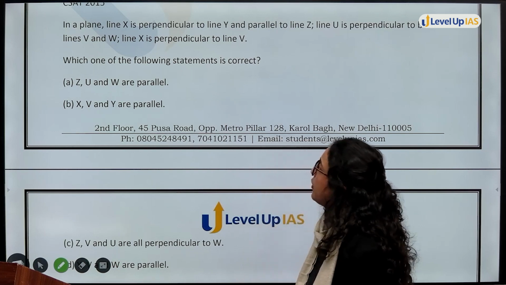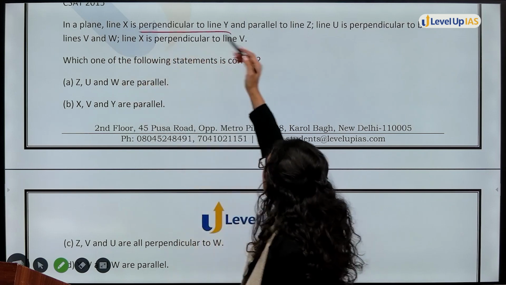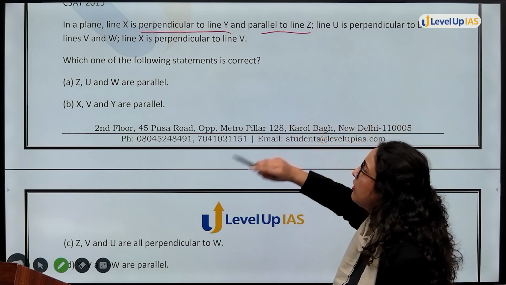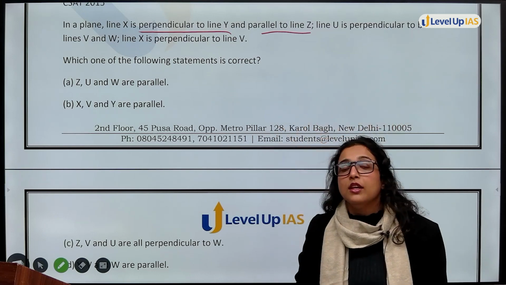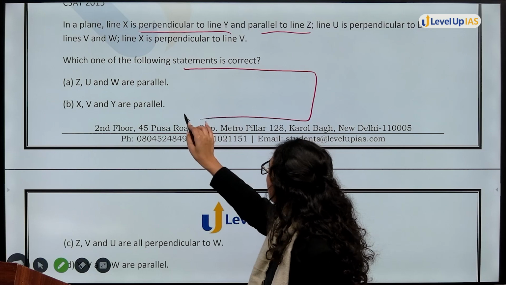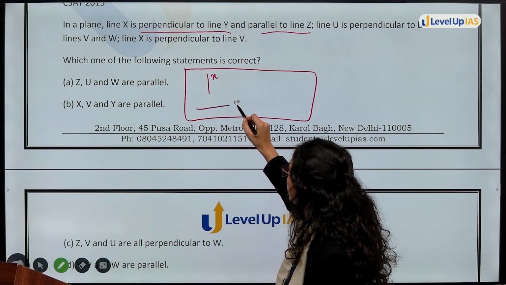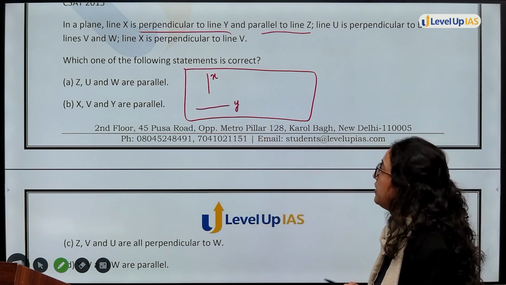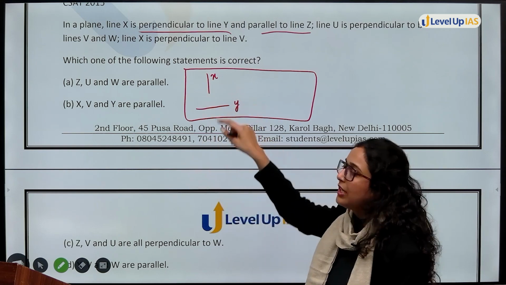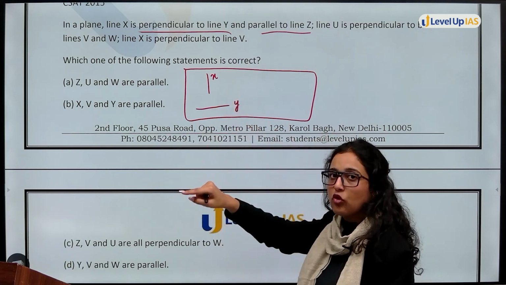See, again what is this question? In a plane, line X is perpendicular to line Y. Then you have parallel to line Z. X is perpendicular to Y, parallel to Z. U is perpendicular to both lines V and W. X is perpendicular to line V. In these cases, what do we do? First you assume a plane, this is it. X is perpendicular to Y, so if X is this, Y is this. Okay, this is X and Y, because a line, if you extend it, obviously it will touch and it will be perpendicular. I am drawing it like this so that I can know which lines belong to which group, which are with X and which are with Y in this plane.